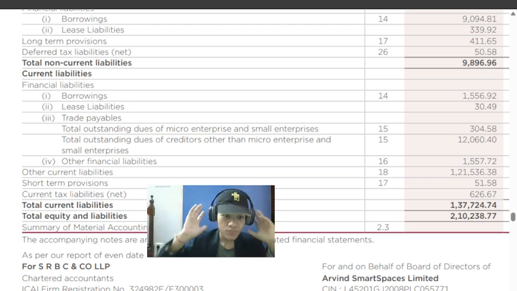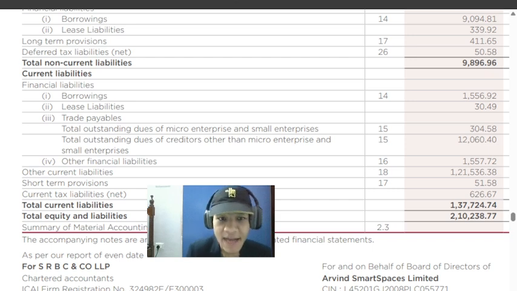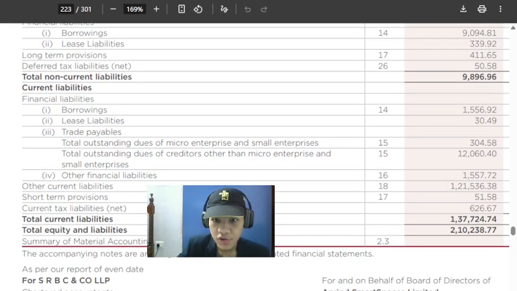The current ratio, that is current assets divided by current liabilities, is more than one. If it's more than one, it depends on the industry. I don't know the exact good figures for real estate, but real estate is pretty debt heavy. It's pretty capital intensive. It requires a lot of money upfront. So one sounds really nice.